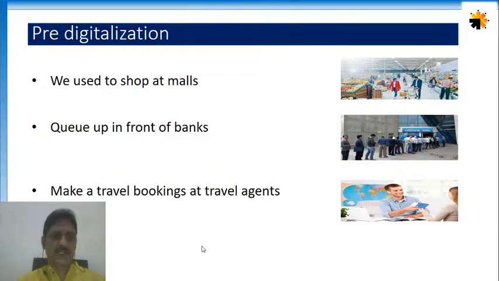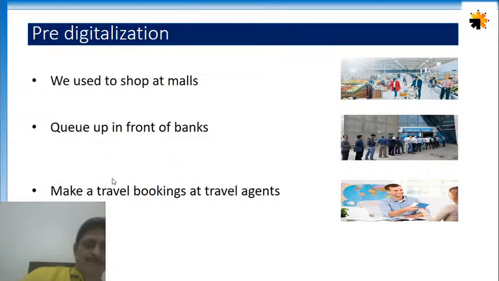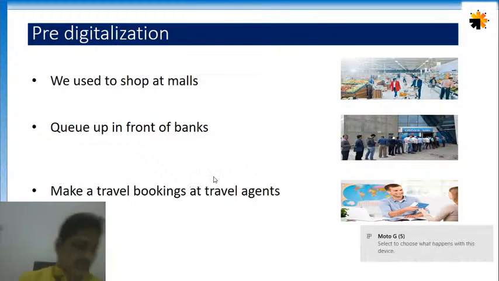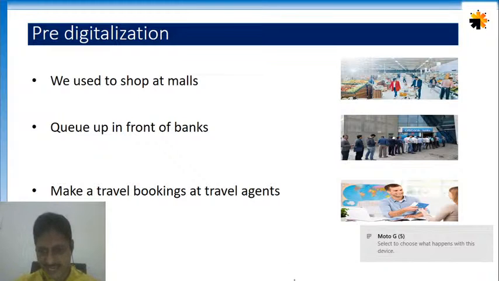In the pre-digitalization era, we used to go to shopping malls, pick up the required stock, go for the billing, pay, and take the stock along with us. Similarly, we used to queue up in front of the banks for any kind of transactions. You may want to withdraw cash, deposit cash, or take some DDs and so on. We needed to queue up in front of the banks.